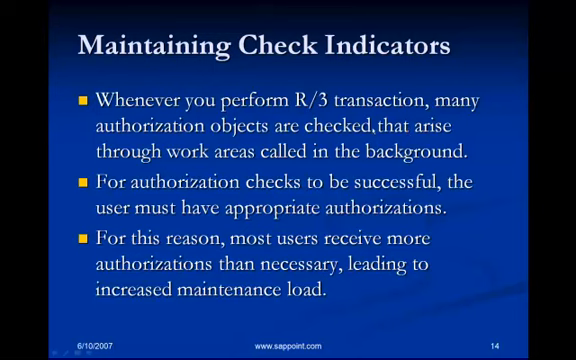A user performs an R3 transaction. Many authorization objects are checked that arise through work areas called in the background. Now, for authorization checks to be successful, the user must have appropriate authorizations for the transaction code. Otherwise, he or she will end up getting authorization errors.